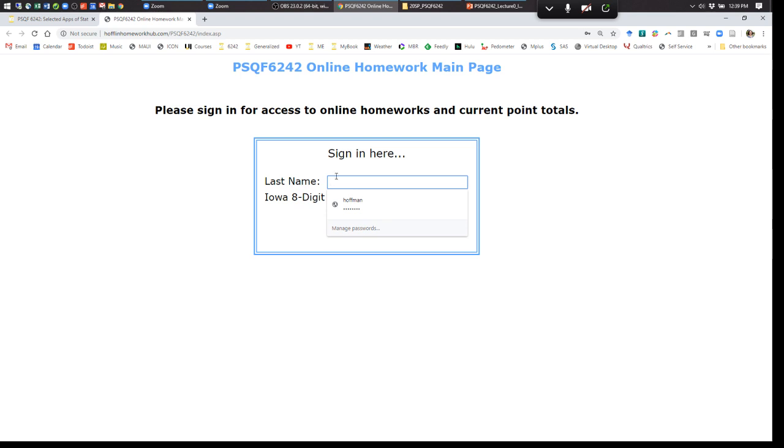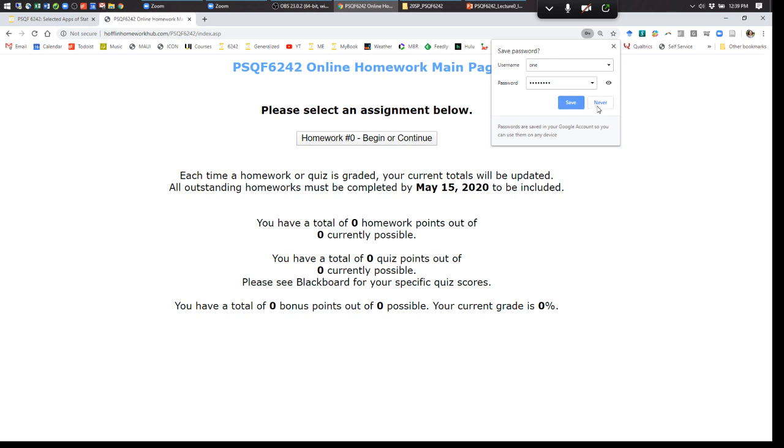I have a whole bunch of dummy logins that I use to test things, so I'm going to log in with one of those just to demo for you. The 8-digit ID is your Iowa University ID. I don't have mine memorized. It's on my little card. So hopefully you have that with you, and you can plug that in, hit enter, and you'll see a page that looks like this.